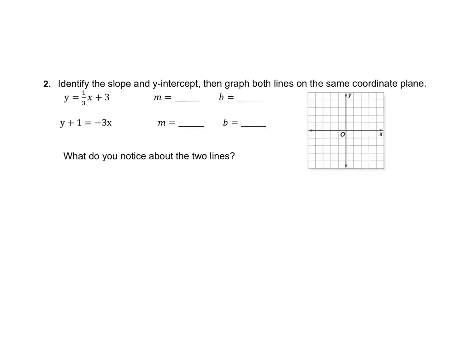So let's go ahead and identify the slope and the y-intercept again, and then we'll graph them. And so notice for our first one that we have it already solved for y, and so our slope is the 1/3, and our y-intercept is the number without the variable, and that's our 3. So for this one, we're going to start on the 3, and we're going up 1 over 3. And so we're going to draw a straight line.